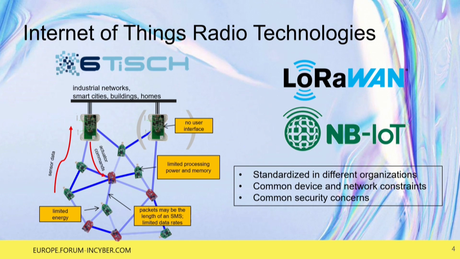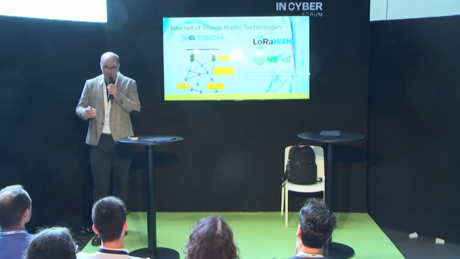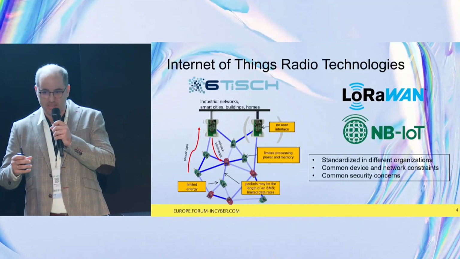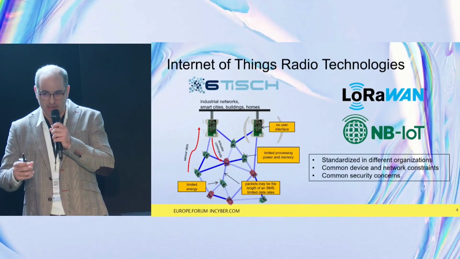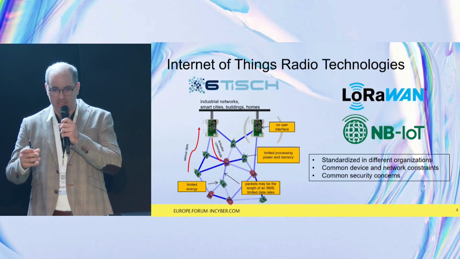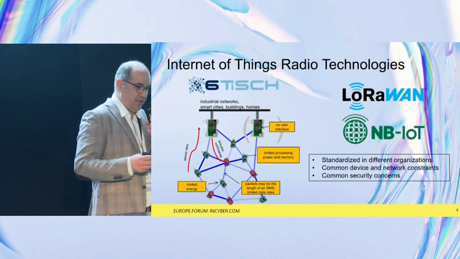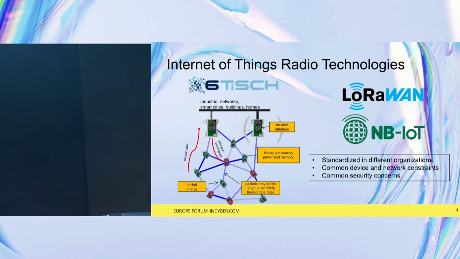What is important to understand is that the objects at the heart of the IoT are very constrained. We are talking about objects that are powered by a non-rechargeable energy source, typically something like AA batteries, and they are supposed to last on these batteries for several years.